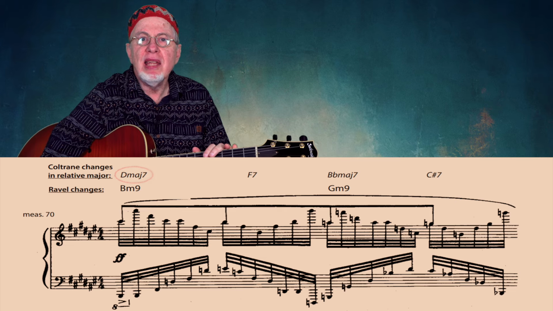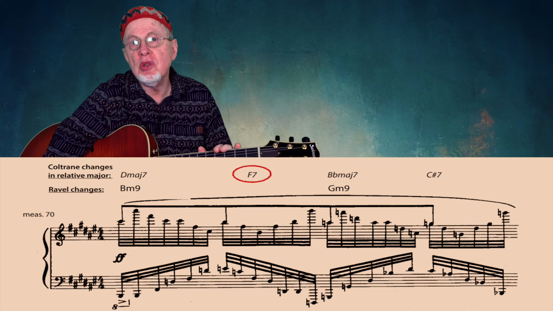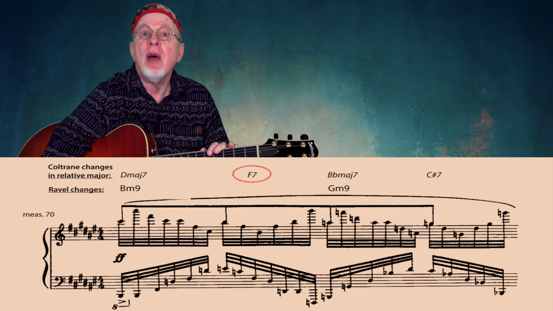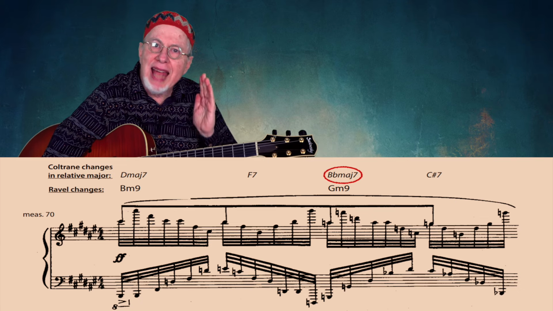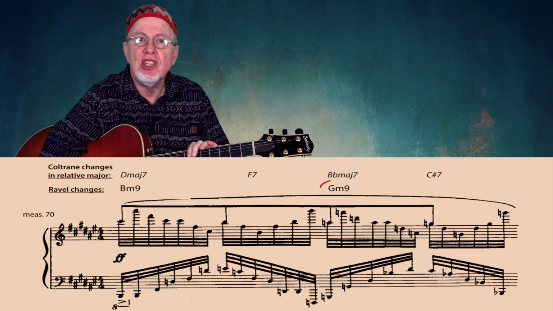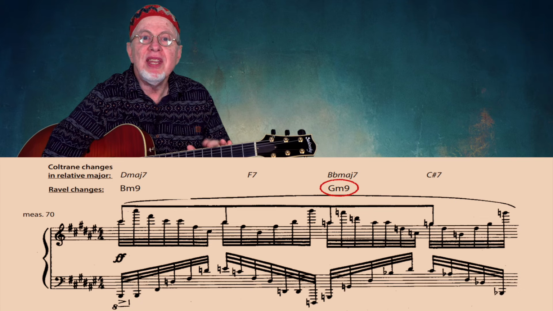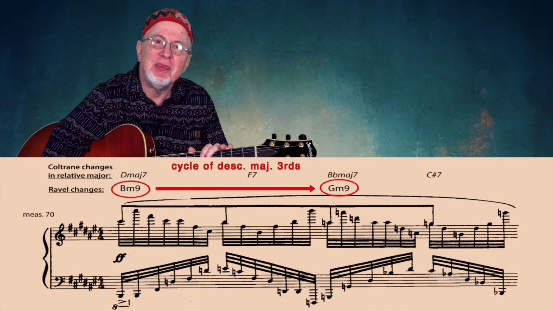Now, moving on, in the second beat, Coltrane would have added a dominant that introduces the modulation from D to the second tonic, which is B flat major. Of course, Ravel just goes directly from the B minor to G minor on the third beat. And what we have here is the descending cycle of major thirds.